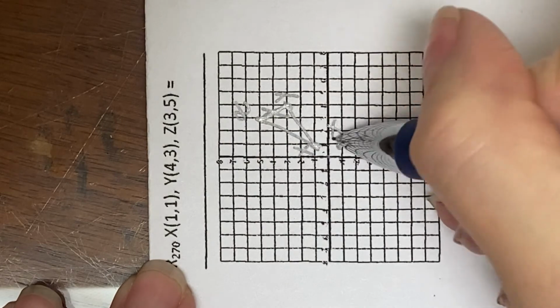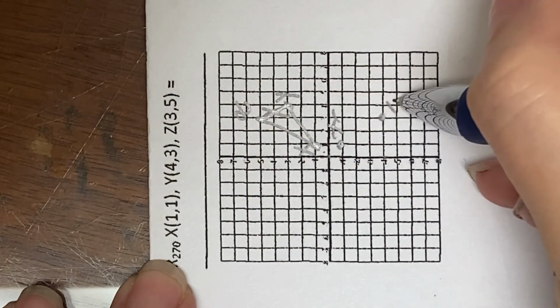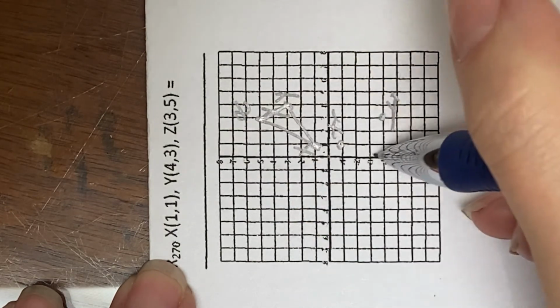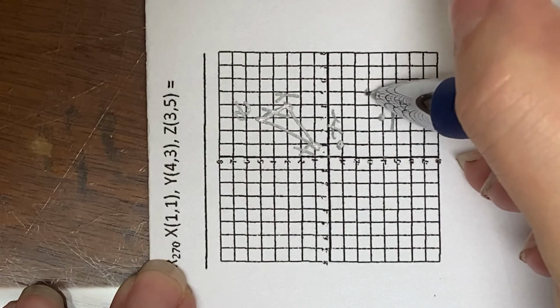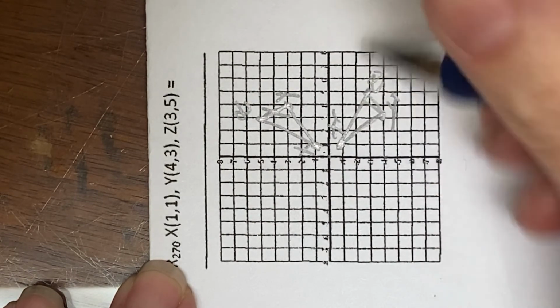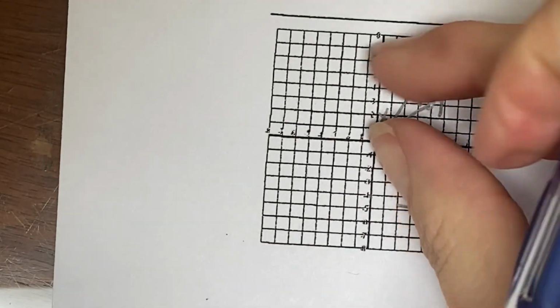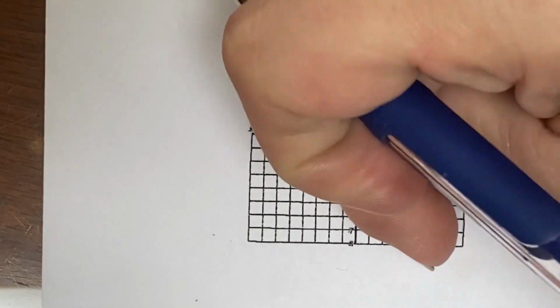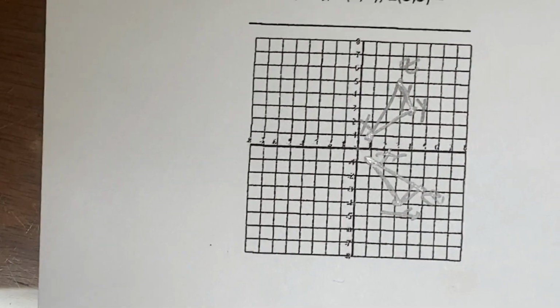Would be X prime. Y is 4, 3. And Z is 3, 5. Same shape, it just spins. So this one went 1, 2, 3 times and landed 3 quadrants over for 270 degrees.